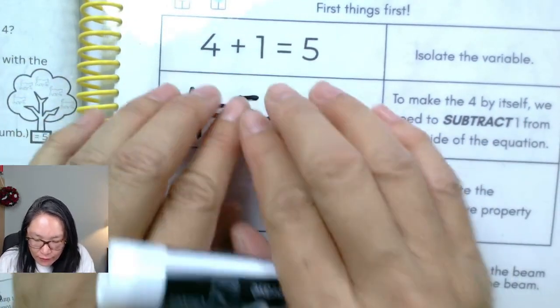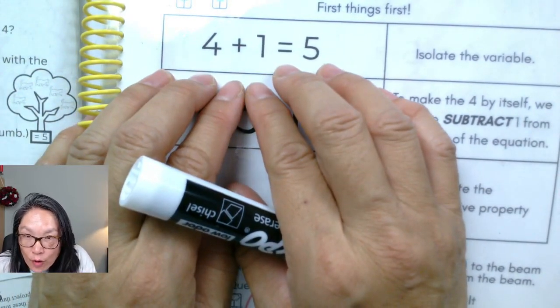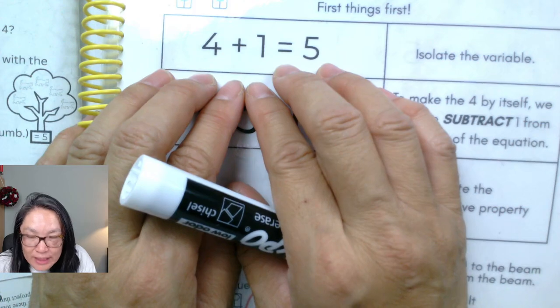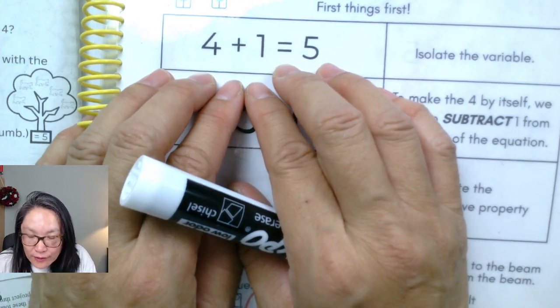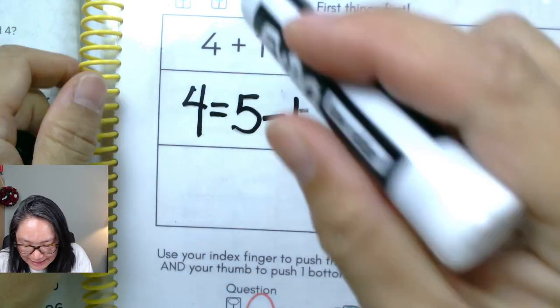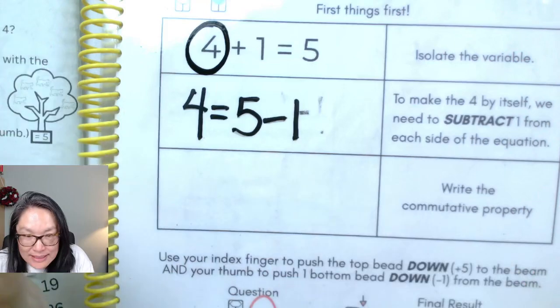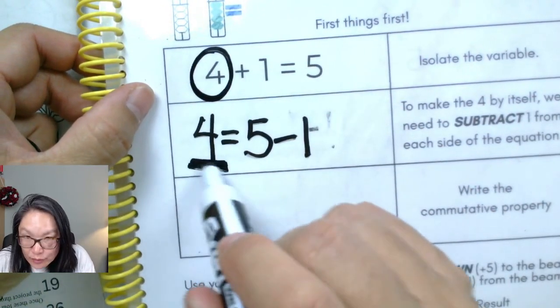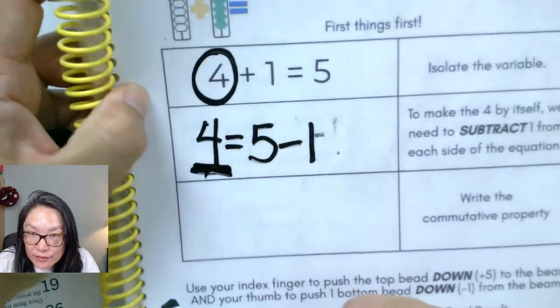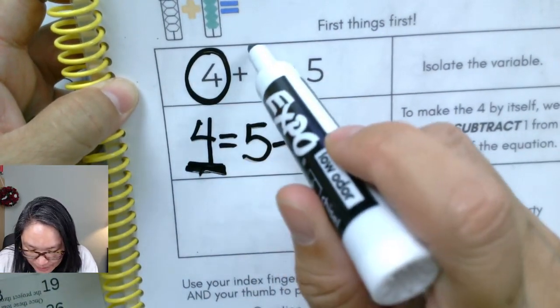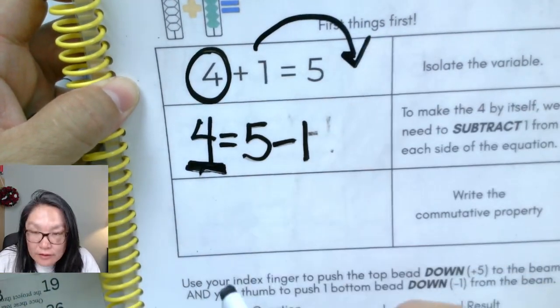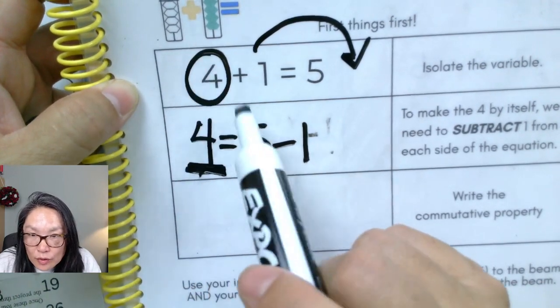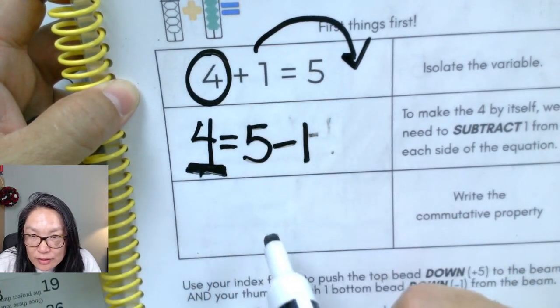So we have our formula, which is 4 plus 1 is equal to 5. Because we have 4 plus 1 is equal to 5, we're going to isolate. We're going to make this by itself. And then to make it by itself, that's what we did. We put it on one side of the equation. What happens is we move the 1 over here. To move the 1, we have to do a subtraction, right?